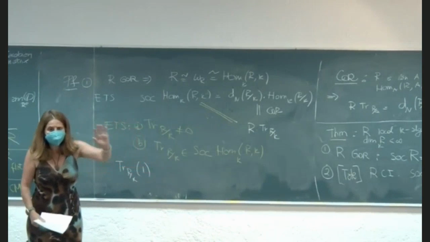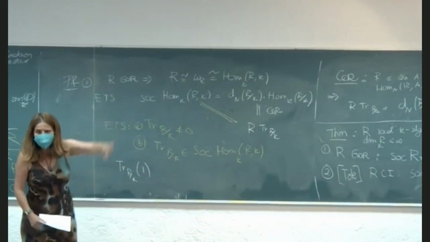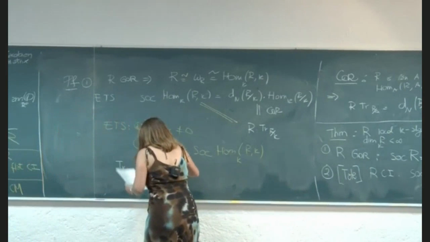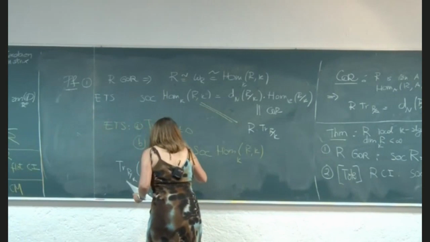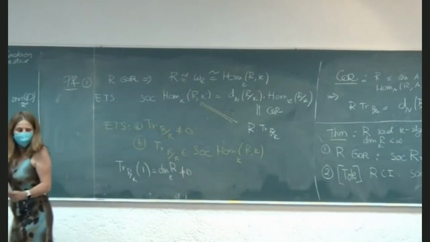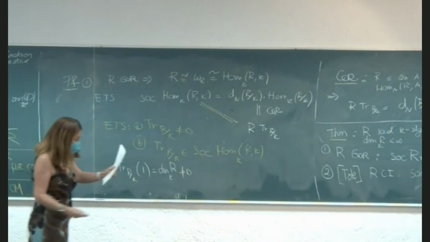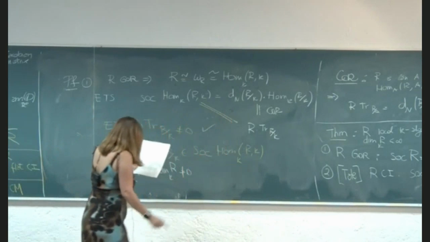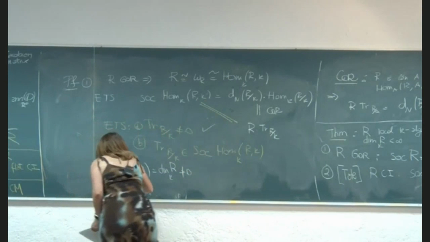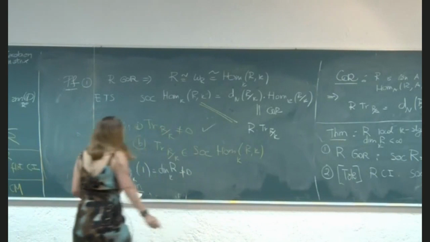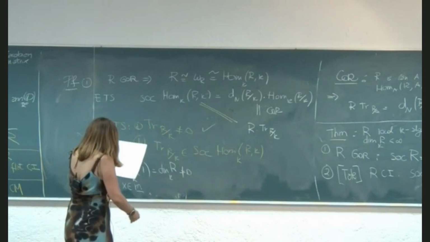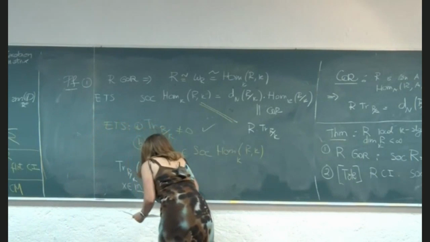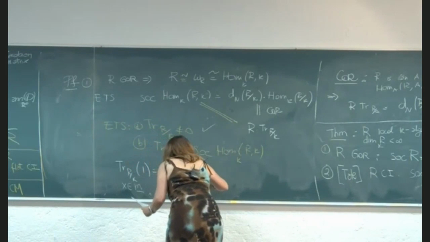Okay, but the trace is non-zero because remember how I defined the trace. It's the trace of multiplication. Look at the trace of the element 1 in R. It's the trace of the identity. But for the multiplication by the identity, the trace is just the vector space dimension. So this is just the vector space dimension of R over K, which is different from 0, because we are in characteristic 0. So the trace is different from 0. So 1 is done. And now we have to show that the trace is in the socle.